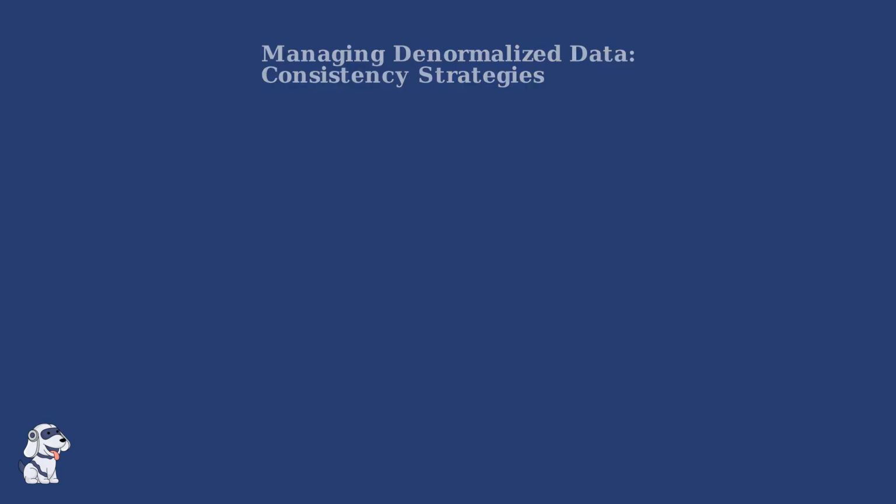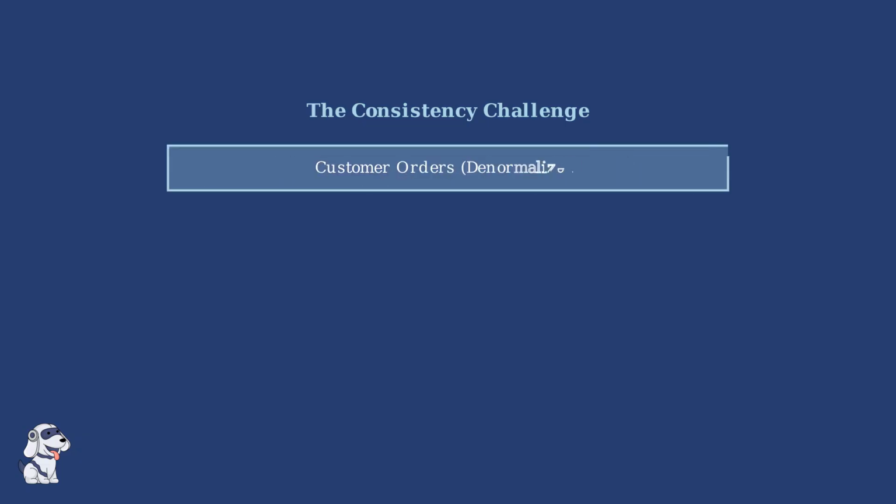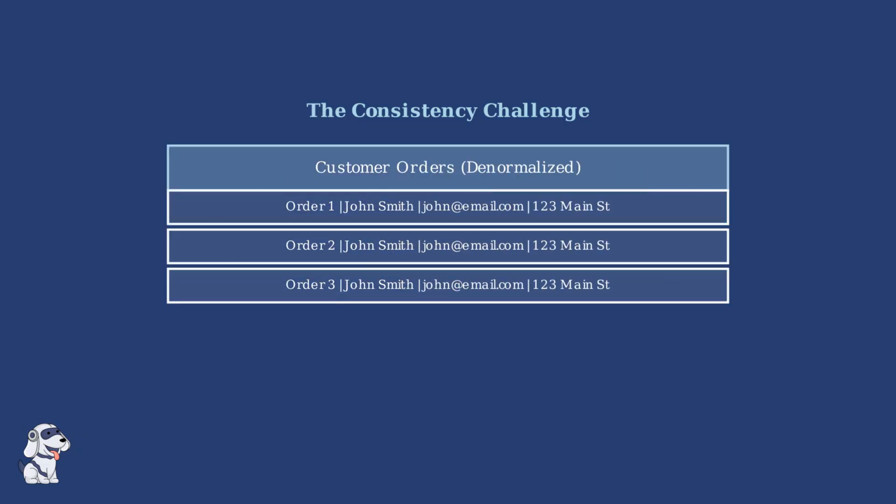entire system. Consider this denormalized customer orders table, where customer information is repeated across multiple orders. If John Smith changes his email address, we need to update it in all 3 locations to maintain consistency. The highlighted customer information appears 3 times. Without proper consistency strategies, updating one instance while missing others creates data inconsistencies that can lead to serious business problems.